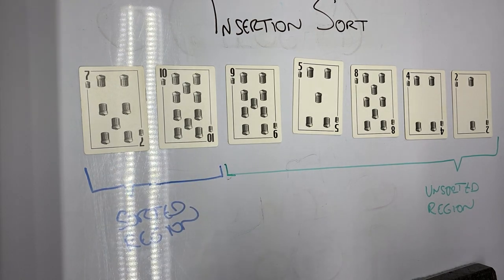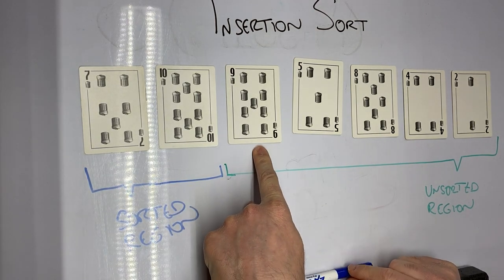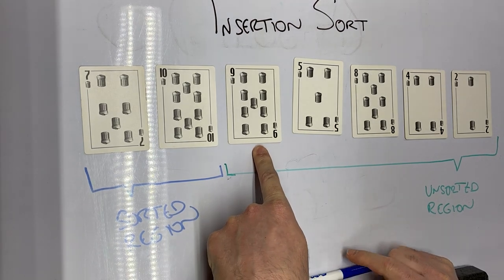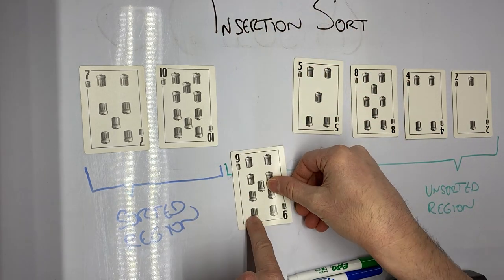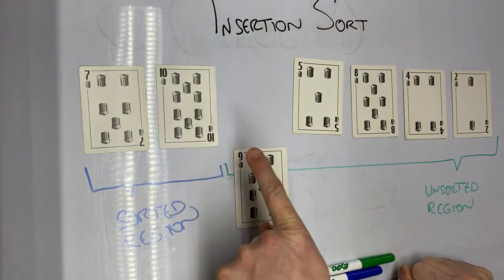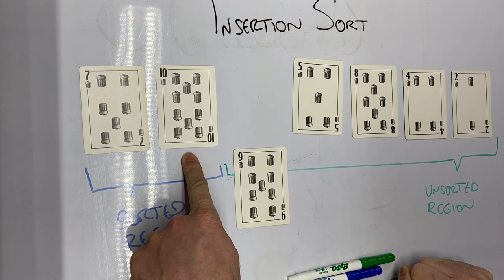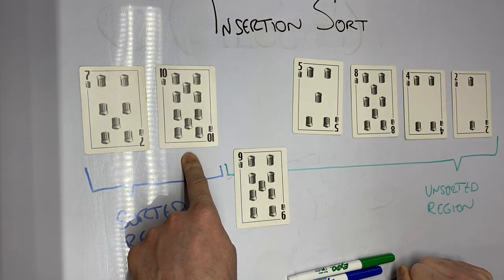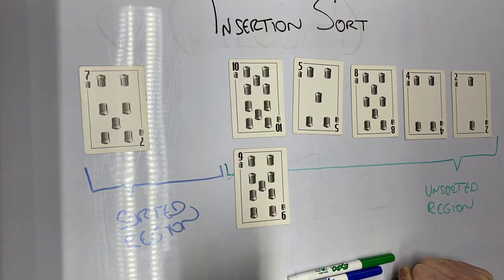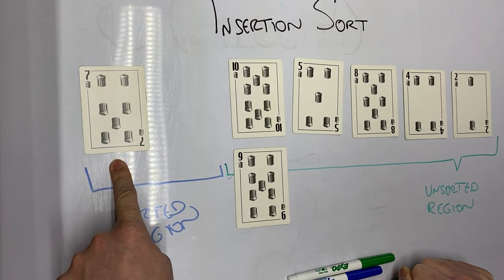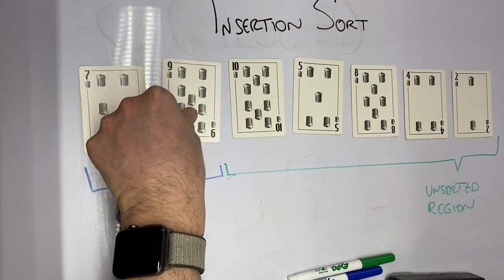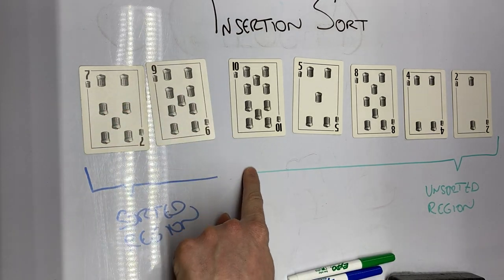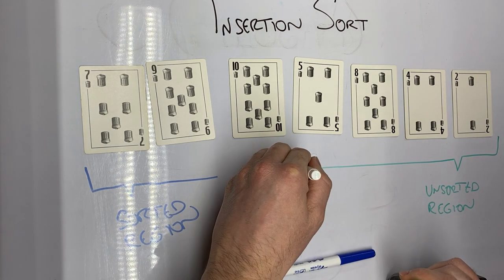All right. Then the first card in the unsorted region is now a 9. This will be a little bit more interesting. So we can think about removing the 9, looking at the last card in the sorted region, and determining, is it greater than the card we're trying to insert? 10 is greater than 9, so we shift 10 one to the right. We look at the next card in the sorted region, it is a 7. 7 is not greater than 9, so the 9 gets inserted here, and we update the regions accordingly.